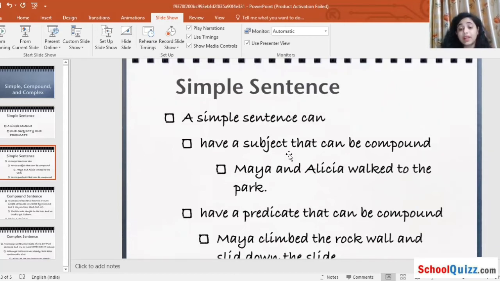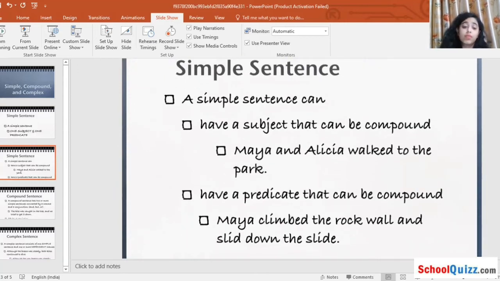A simple sentence can also have a compound predicate. The predicate, the last part of the sentence, can be compound. Maya climbed the rock wall and slid down the slide. So that is a simple sentence. We have used and, so we might think it is compound, but it is not a compound sentence. It is a simple sentence.